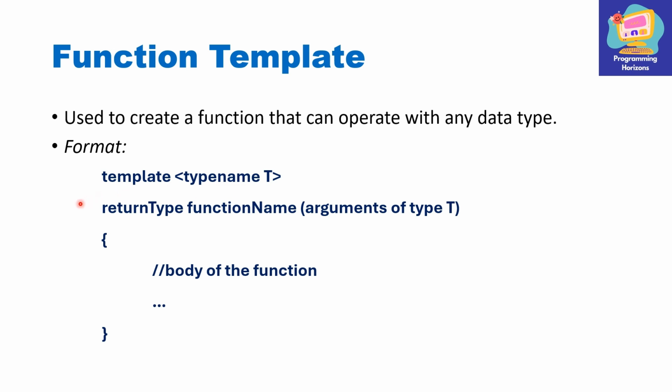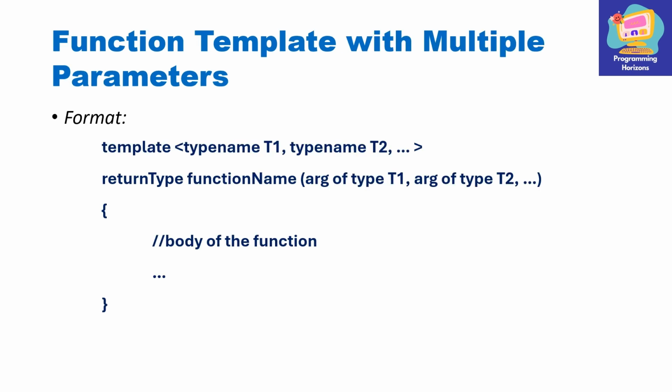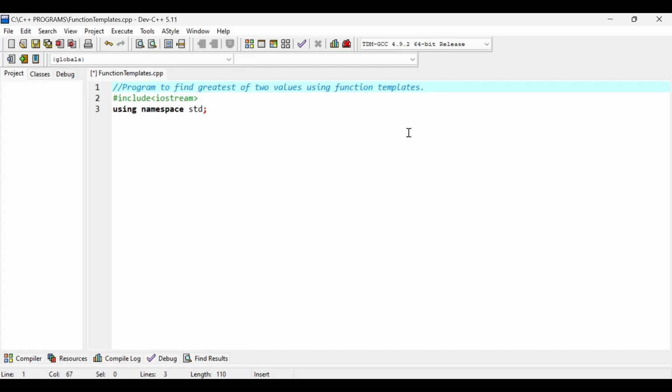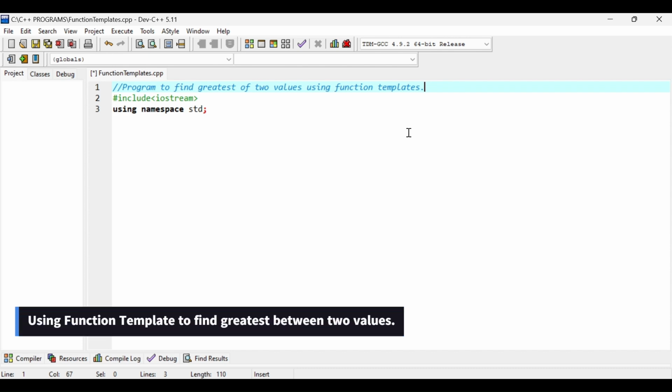Then we define our function body just like we have been doing till now. We can also define a function template with multiple parameters. So inside the bracket, we specify all the type names with which we are defining our function template. Now in this part, we will be creating a program to find greatest of two values using function templates.